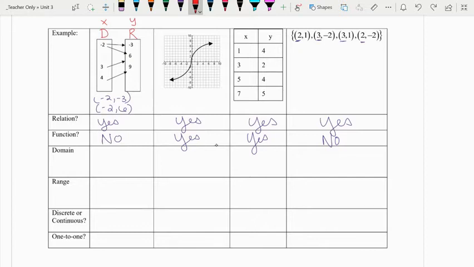So that means that I can write in set notation my domain. So -2, 3, 4. It's in increasing order and there's no repeats. Same thing with range. We have -3, 6, 9. No repeats. It's in increasing order.